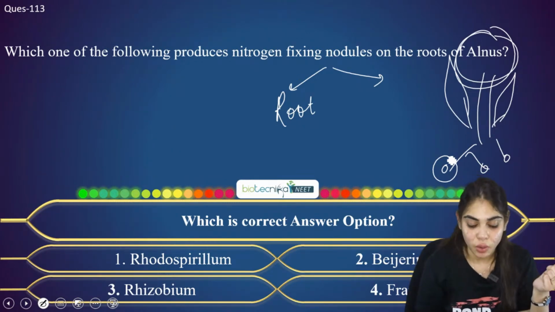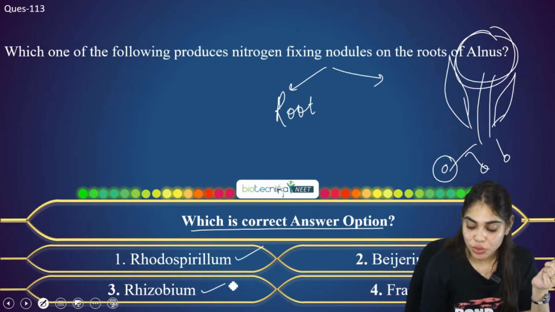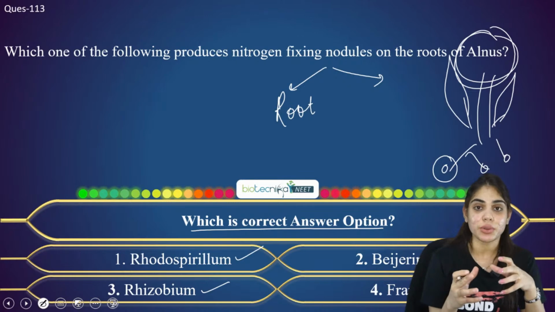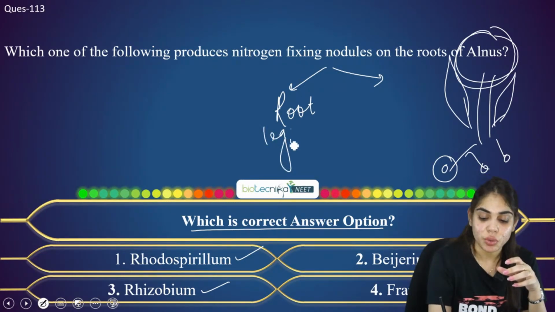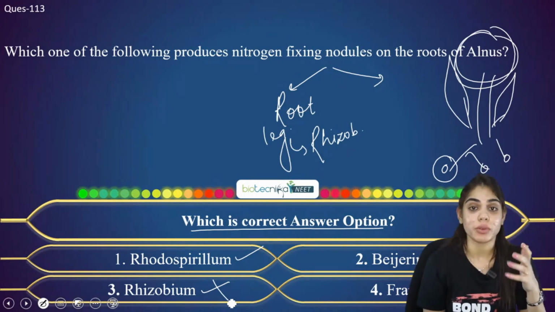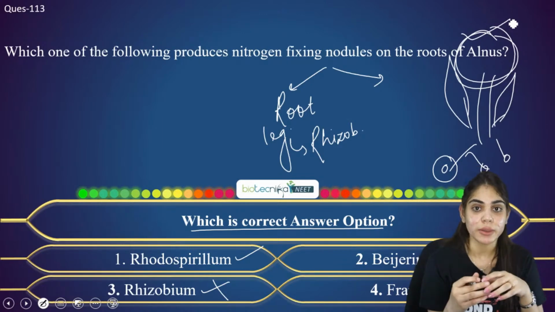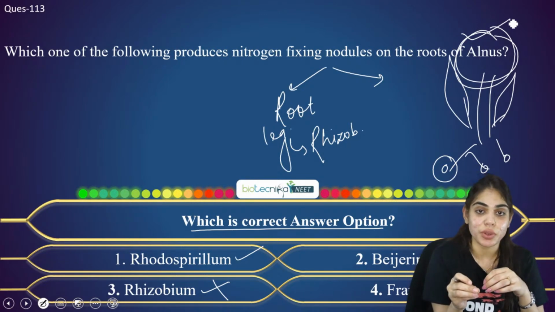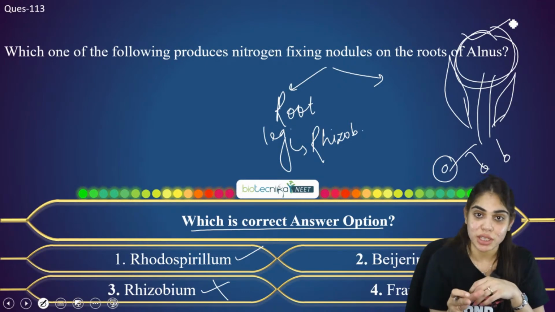So now let's read the options. Which is the correct answer option? Rhodospirillum, Azorhizobium, Rhizobium, Frankia. Now this nitrogen is fixed in the root of a leguminous plant with the help of rhizobium. So rhizobium is always for leguminous plants. So you can omit this option. Rhizobium can't be the right answer. Why? Because this alnus is a non-leguminous plant. And we all know that rhizobium is a bacterium that will fix the free atmospheric nitrogen inside the root nodules of the leguminous plant, or is in symbiotic association with this plant.